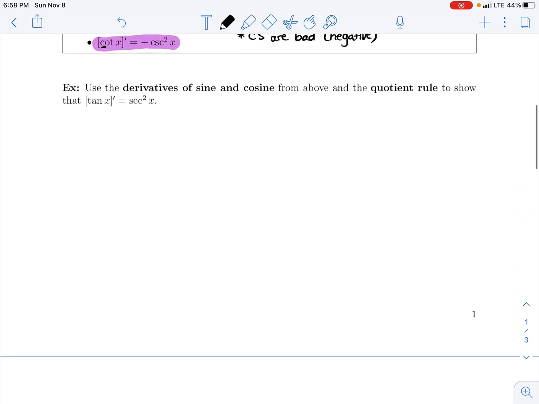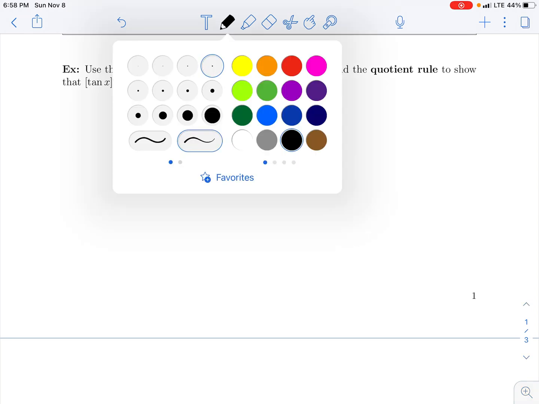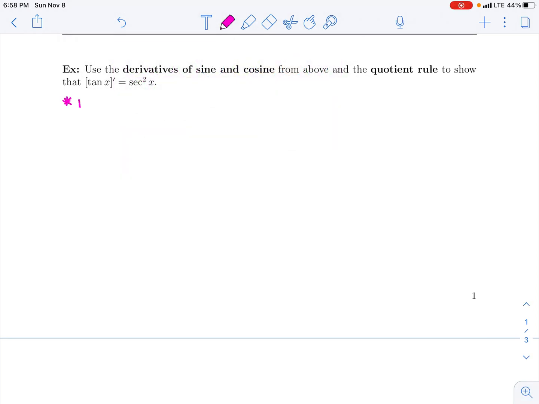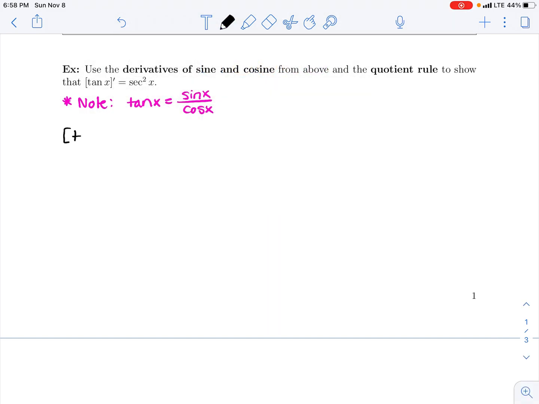Okay, and so I'm going to rewrite it as that, and then from there, since I have a quotient of two functions, I can apply the quotient rule, and that will help me get to the right-hand side of showing that this is secant squared of x. So here, I'm just going to note that tangent of x is equal to sine of x over cosine of x. And so now I want to say the derivative of tangent of x is equal to the derivative of sine of x over cosine of x.